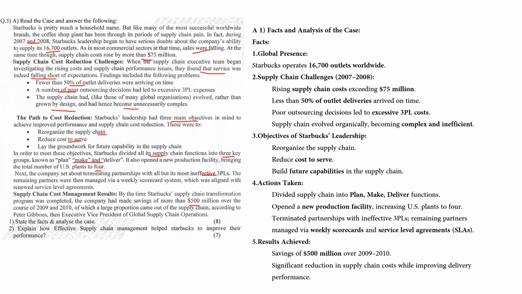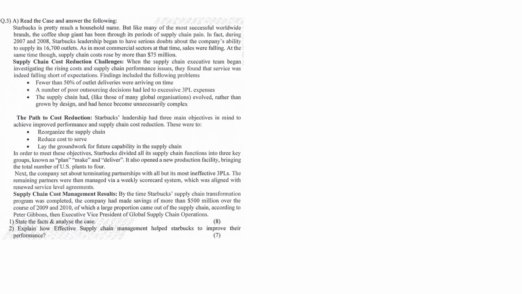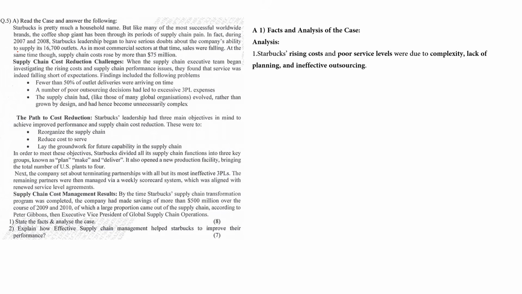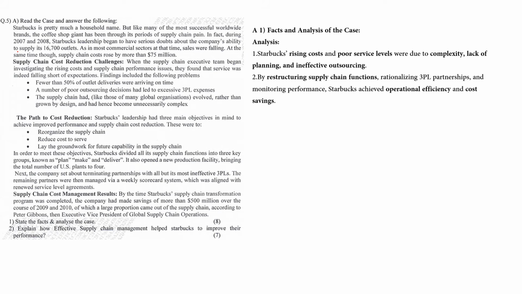Okay, now along with the facts, the analysis. In the analysis part we came to know that for Starbucks, rising cost and poor service levels were due to complexity, lack of planning and inefficient outsourcing. Second, by restructuring the supply chain function, rationalizing the 3PL partnership and monitoring the performance, Starbucks achieved operational efficiency and cost saving. So two things were there: the operational efficiency was increased and cost saving was there.